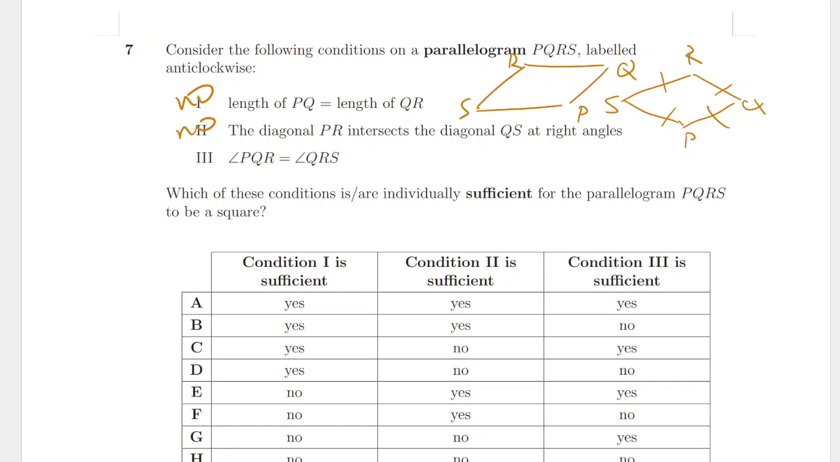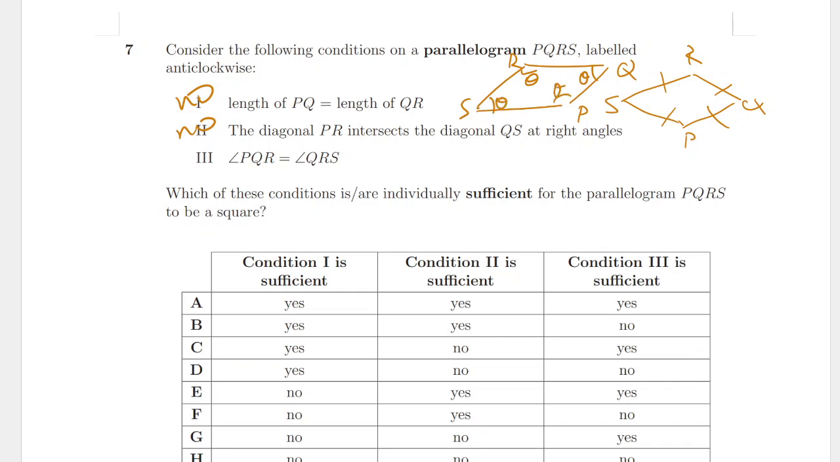Angle PQR equals angle QRS. Okay, I can't use the same example now because it's clear that one angle is obtuse and the other one is acute, so that's no good. But let's have a think. So if this angle, let's say this is theta, is equal to, okay, what am I doing? I can't read letters, sorry. Not that theta. If this theta is equal to this theta, that's what the question is saying, right? Then all of the angles are the same because it's a parallelogram, right?